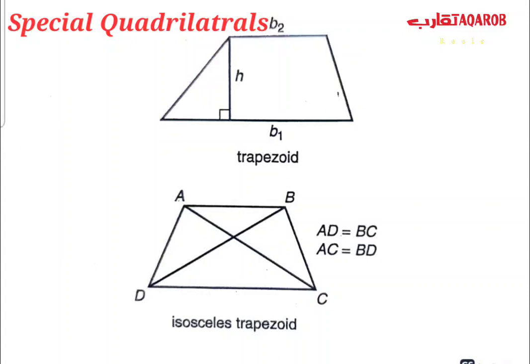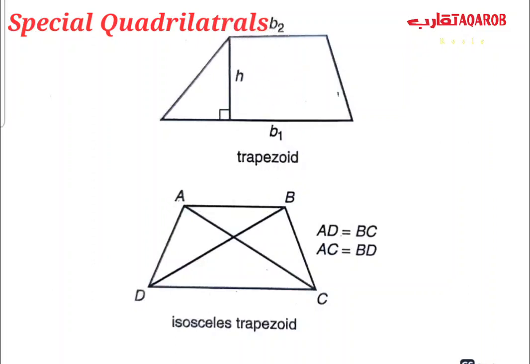The parallel sides are called the bases. So B1 and B2 are the bases. And the distance between the two bases is called the height. So here the distance from B1 to B2 is called the height.